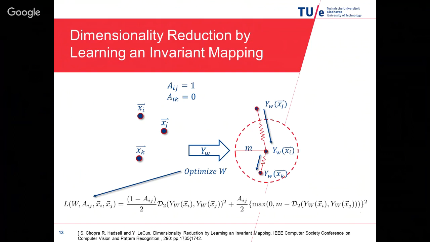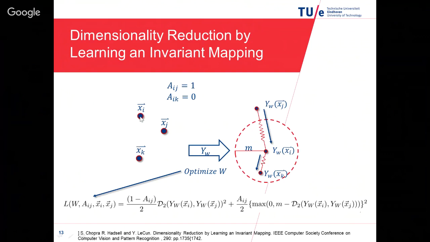The next method is dimensionality reduction by learning an invariant mapping. And it is based on similar ideas as the previous ones. First, we define a matrix which has a value of 1 if 2 points are similar, or has a value of 0 if 2 points are not similar. In this case, we can consider that similar points are close points. For example, xi is close to xj, so ij is 1; xi is not close to xk, so these points are not similar.